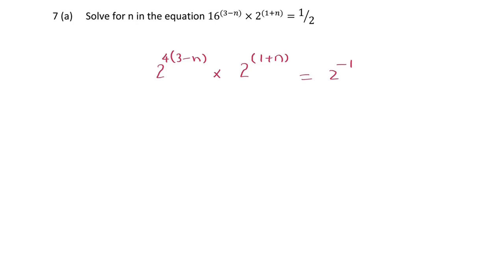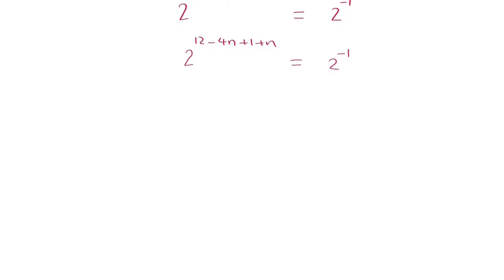Okay, so next we are going to add the exponents on our left hand side since their bases are the same. Then our equation is going to be 2 power 4(3 minus n) plus 1 plus n equals 2 power negative 1. Okay, so next let us open the brackets of these exponents. Then we have 2 power 12 minus 4n plus 1 plus n equals 2 power negative 1. Okay, so let us now simplify the exponents on our left hand side. Then our equation is going to be 2 power 13 minus 3n equals 2 power negative 1.